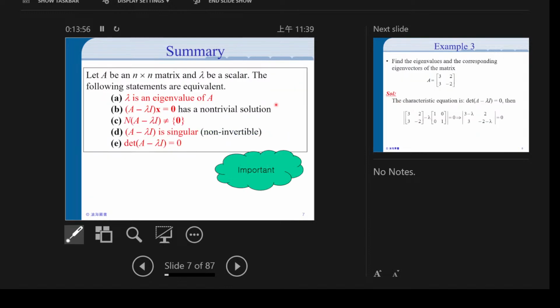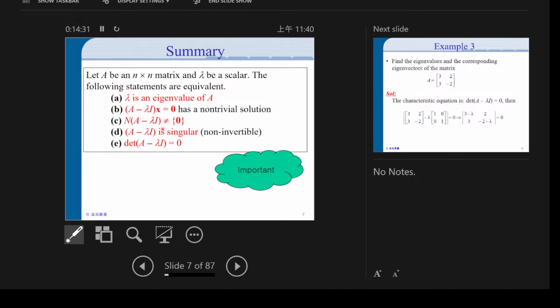So, a summary of what we learned. We have an n by n matrix, and here are a few equivalent statements about eigenvalues and eigenvectors. If lambda is an eigenvalue of A, then A minus lambda I x equals 0 will have a non-trivial solution, and this means that the determinant of A minus lambda I must be 0 because it is singular.